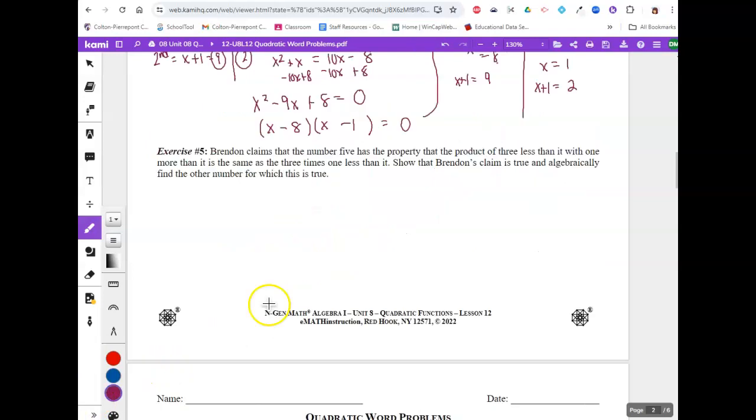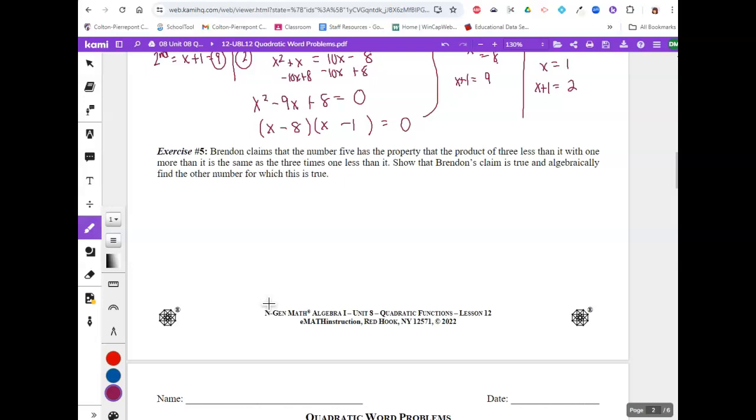Okay, last one. Brendan claims that the number 5 has the property that the product of 3 less than it with 1 more than it is the same as 3 times the 1 less than it. Show that Brendan's claim is true and algebraically find the other number for which this is true. All right, so what we're going to do is solve this and show that 5 is one of the answers, and we're going to find the other answer as well.